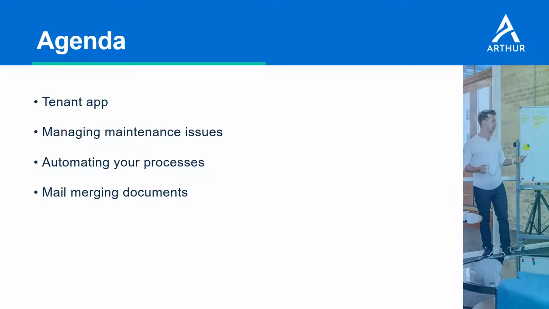Automating your processes, so obviously identifying our processes, understanding what we can automate in Arthur, is pretty flexible. Our automation is, as long as there is a trigger happening in your portfolio, most of the time we can base an automated event off it. And then again, mail merging the documents, just creating contracts and things like that.